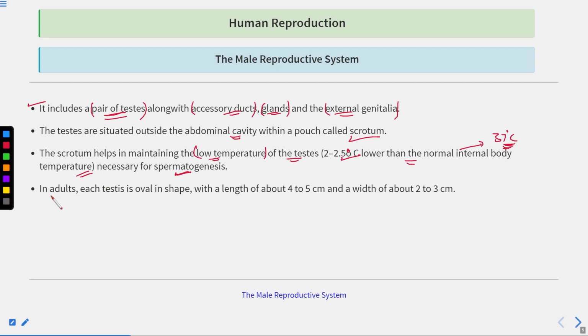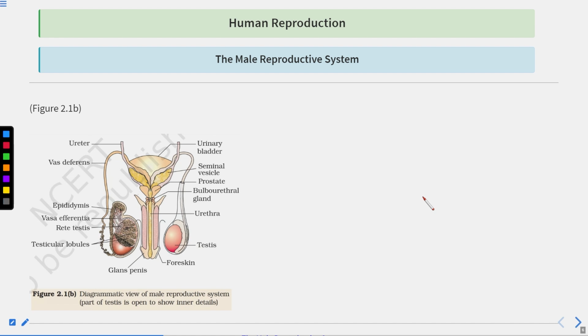Now, in adults, each testis is oval shaped with a length of about 4 to 5 centimeters and a width of about 2 to 3 centimeters. This is a diagrammatic view of the male reproductive system. Here you can see the part of the testis is open to show you the inner detail. There are a pair of testes, this is another testis. Here they have shown you the open view of the testes.